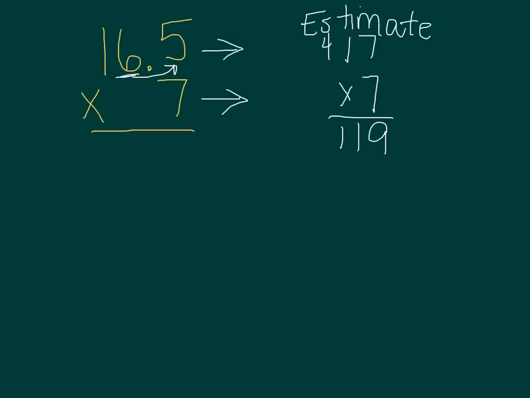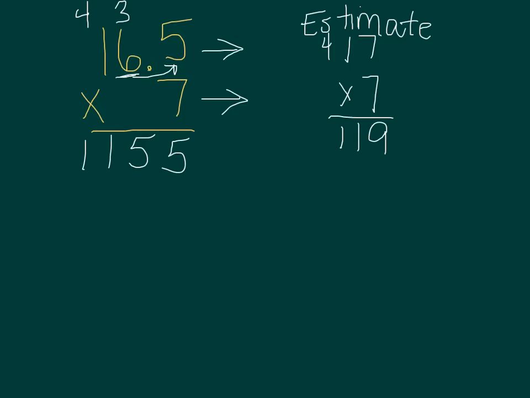So let's go ahead and solve the exact problem now. We'll start by doing 5 times 7, which would give us 35. Then we'll do 6 times 7 and then plus 3. 6 times 7 is 42, and then plus 3 would give us 45. Regroup with the 4. And then finally we have 7 times 1, which is 7, and then plus 4, which is 11.